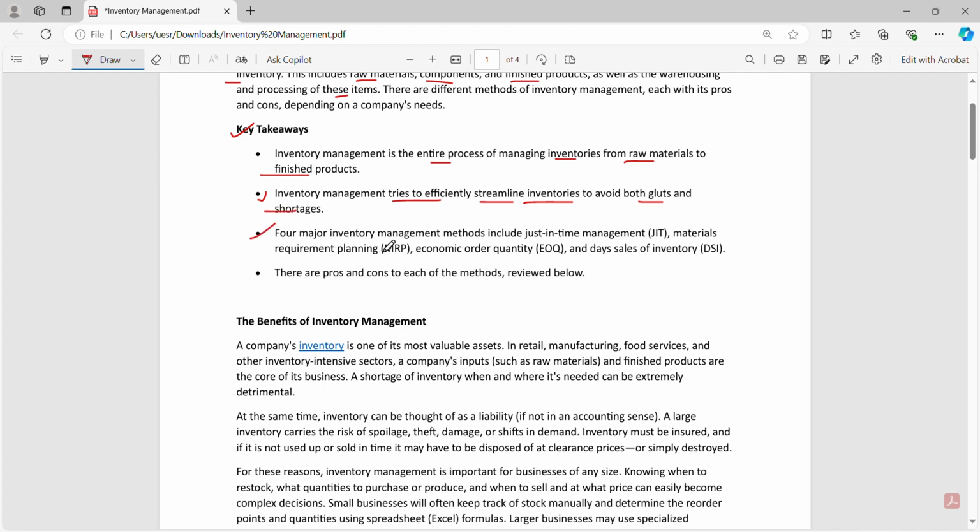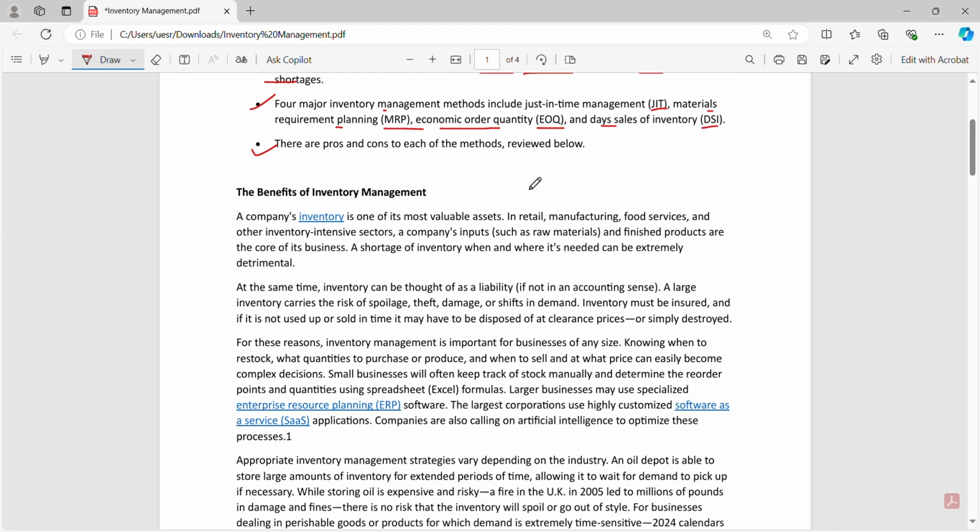Four major inventory management methods include first, just-in-time management (JIT), second, MRP (Material Requirement Planning), third, EOQ (Economic Order Quantity), and fourth, DSI (Days Sales of Inventory). There are pros and cons to each of these methods, which are reviewed below.